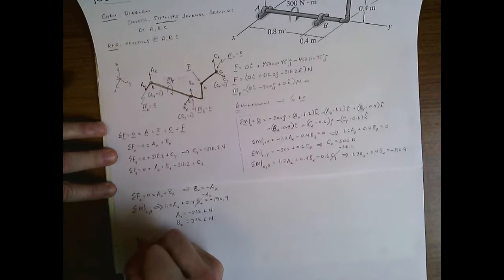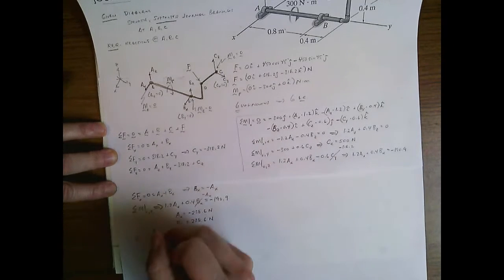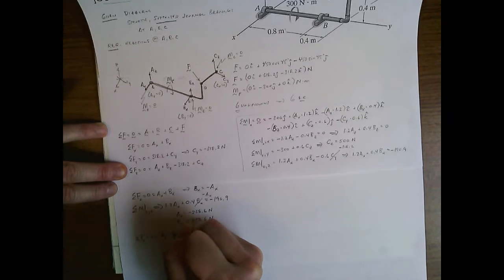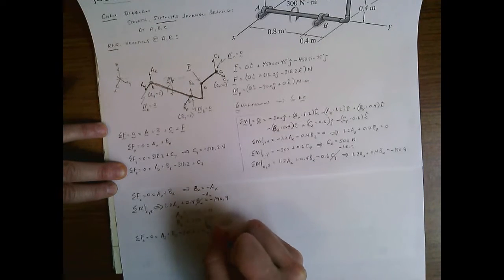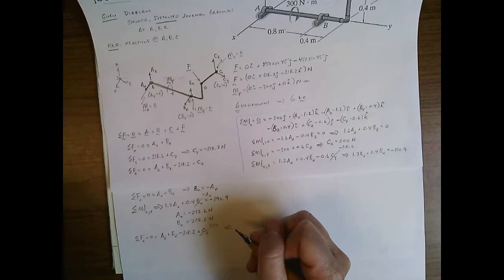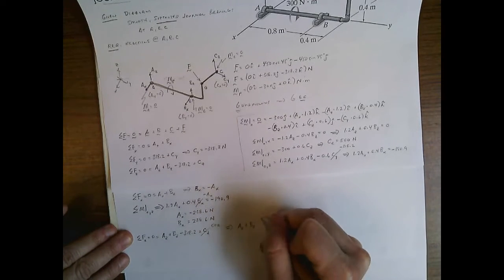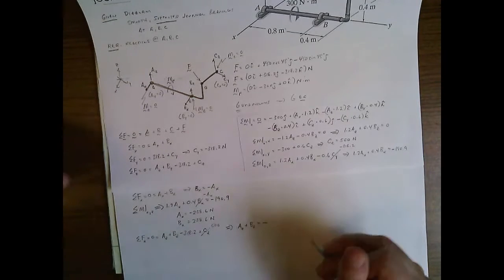All right, now I also have expressions for AZ and BZ, right? So here I've got the sum of the forces in Z equal to 0, which is AZ plus BZ minus 318.2 plus CZ. CZ I already solved for. CZ is 500, right? So that is going to give me AZ plus BZ is equal to negative 500 minus 318.2, negative 181.8.